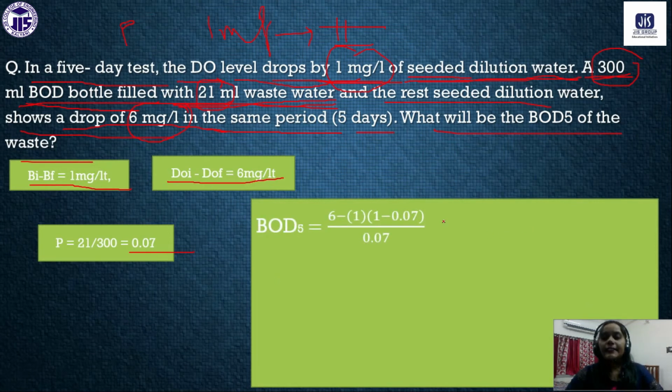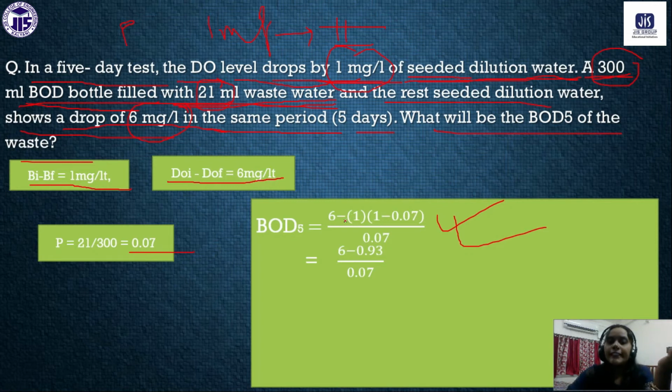Now exactly, this is the modified test. So it is clear that we have to use the equation of the modified BOD test. As it is given that the diluted water bottle 2 is there and also bottle 1 is there, that is why we have to use the modified BOD test equation, right? So (6 minus 1) into (1 minus p), and the p value is 0.07, divided by p. So this is the total solution.